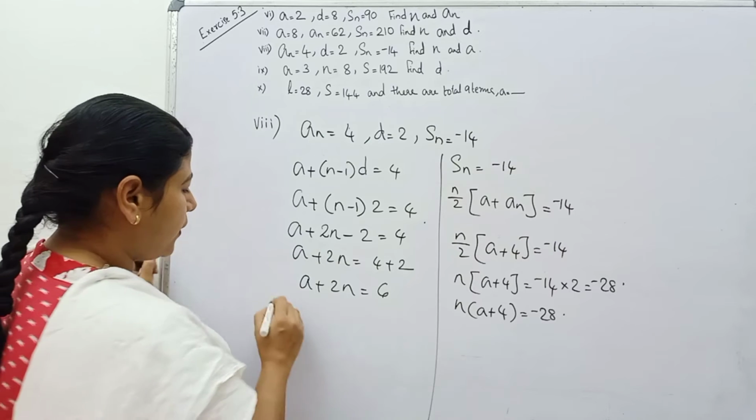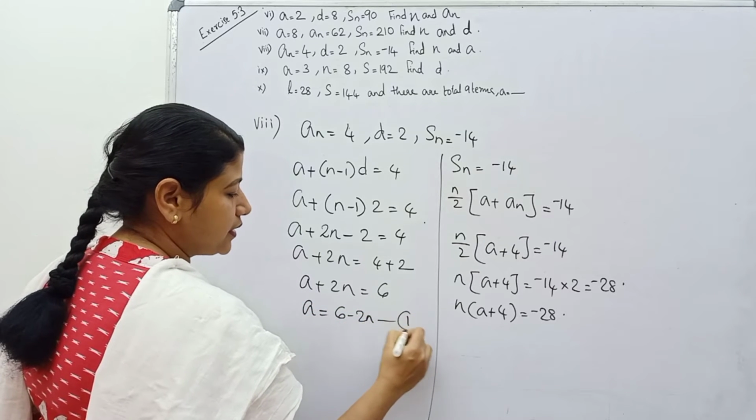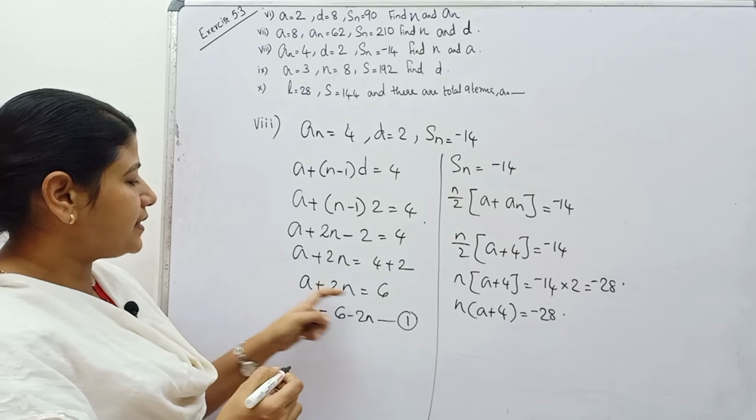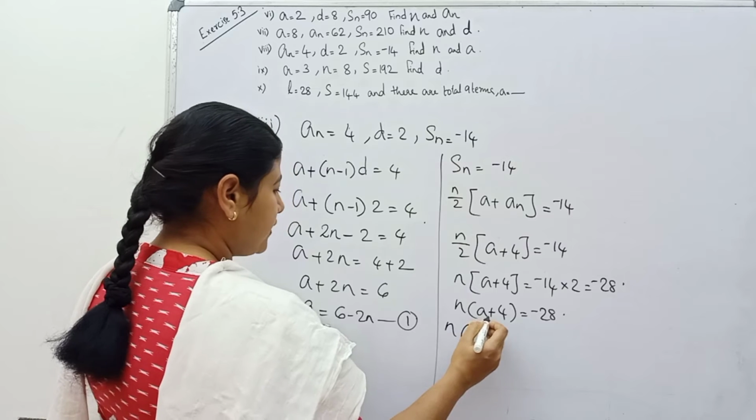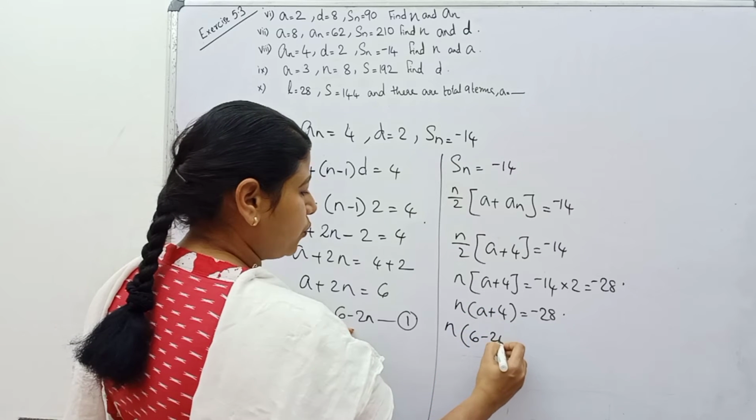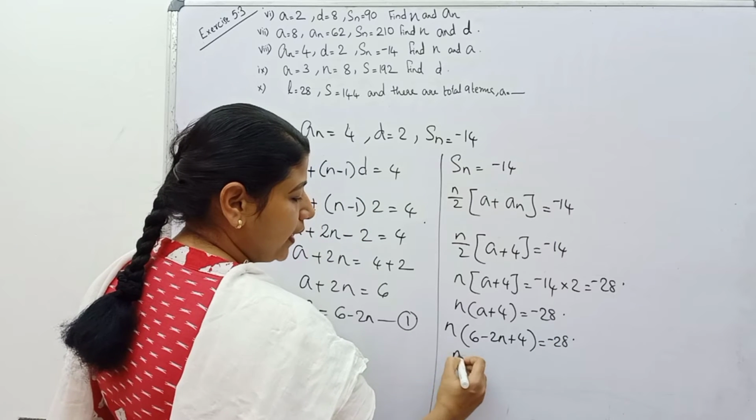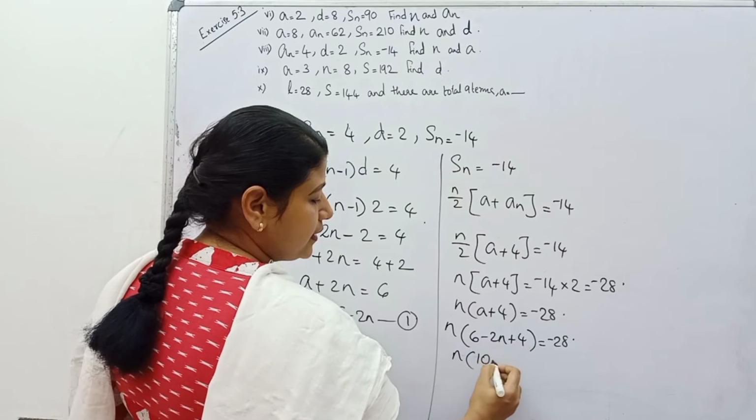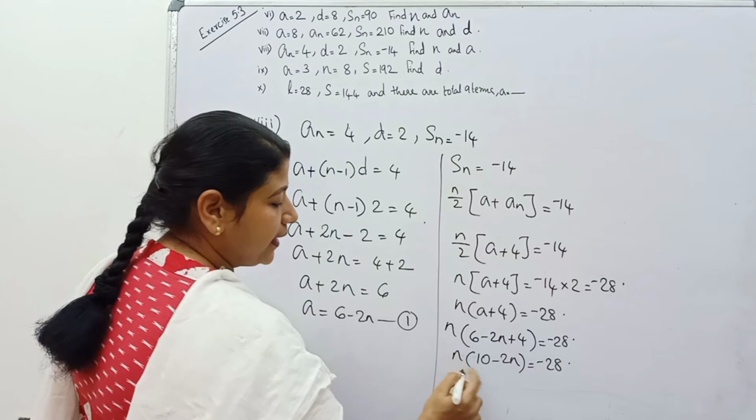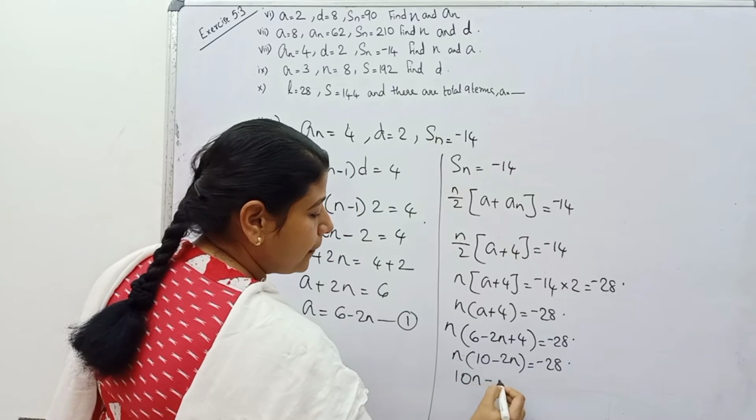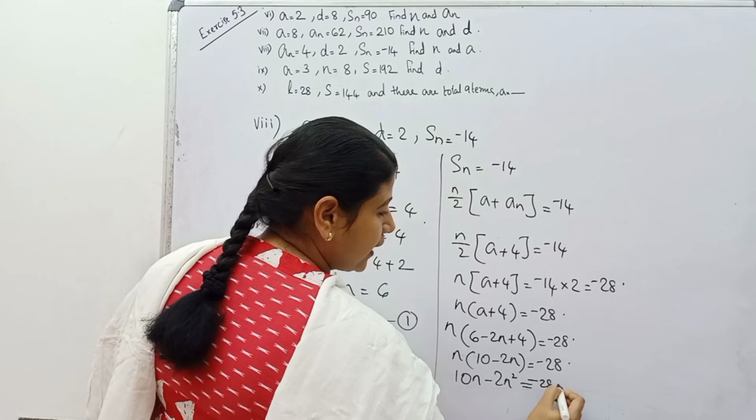From the first equation we can take a as 6 minus 2n. We are taking a as 6 minus 2n and substituting here. n into, instead of a we use 6 minus 2n, plus 4 equal to negative 28. Or n into 6 plus 4 is 10, 10 minus 2n equal to negative 28. Or n into 10 is 10n minus 2n square equal to negative 28.